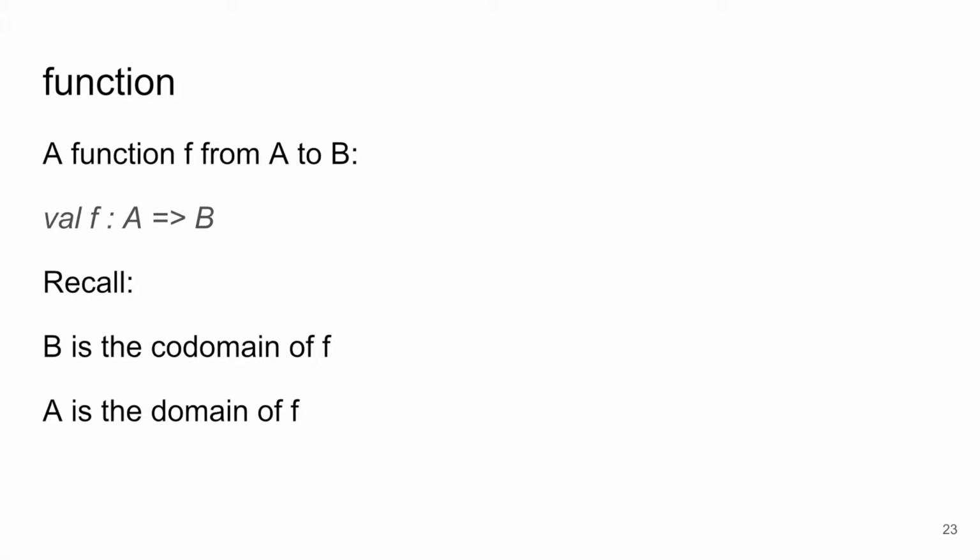A function is a mapping or transformation from an input to an output. Here's a function f from A to B. And perhaps you remember from school that A is called the domain of f and B is called the codomain of f. And here's how we represent this function. We will see more of these images in the category theory section.